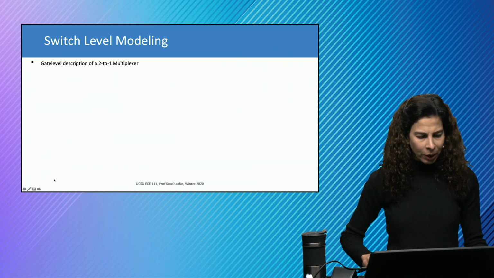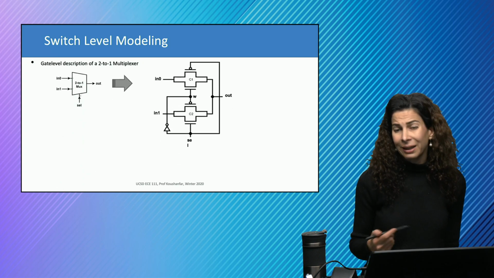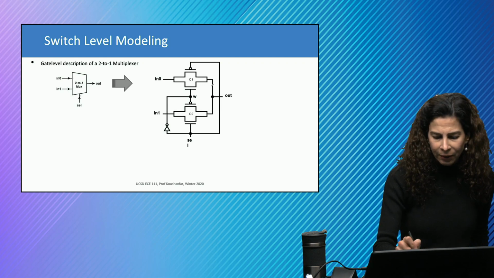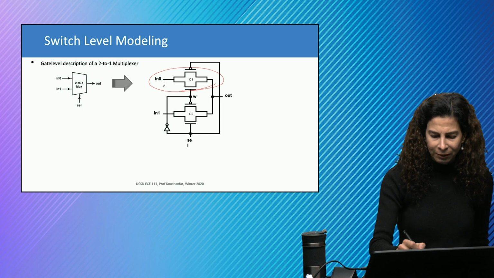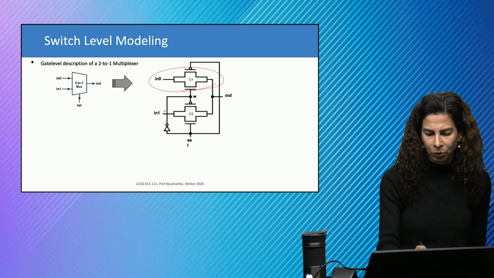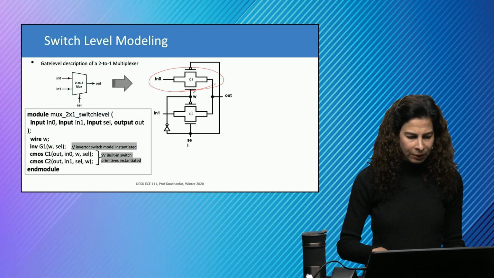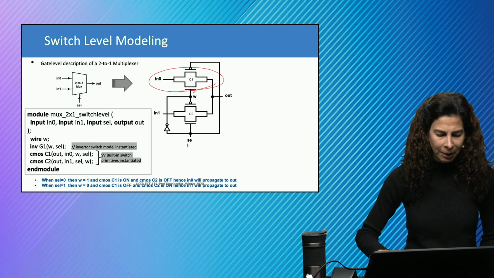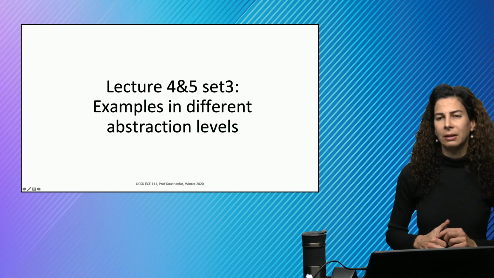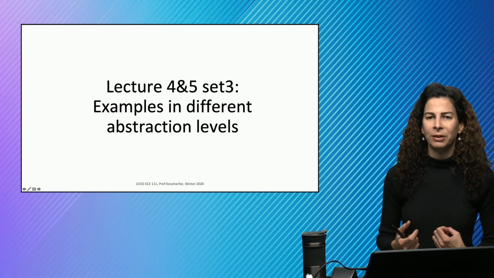Now, we want to do a gate level description of a 2-to-1 multiplexer using the switch level modeling. And I assume you've seen this before. You could define this in terms of the CMOS switch that is using the selector bits on the NMOS, and then also you could use it on the PMOS to select one of the two in these two circuits, and this is how the switch level modeling looks. In the next set, we will be seeing examples of how this actually works in different abstraction levels.